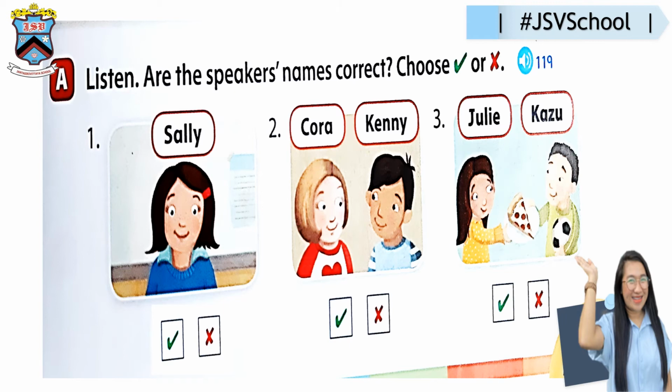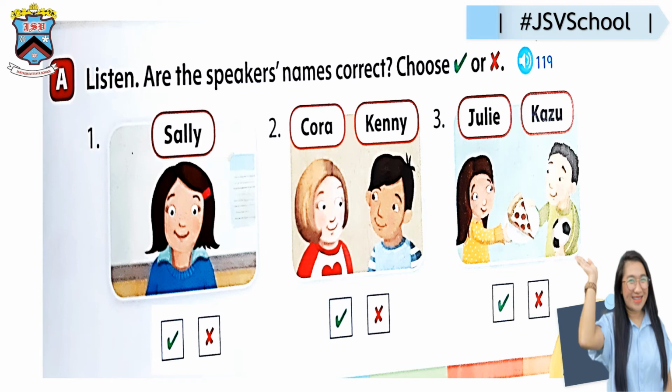So let's choose check or X. Choose check if the name is correct and choose X if the names are incorrect or wrong. Remember, speakers are the names of the persons who are talking. Now, are you ready to listen? Teacher Crystal will play the audio.